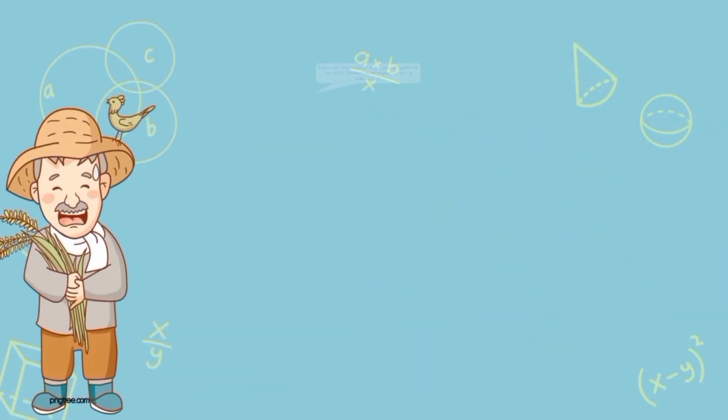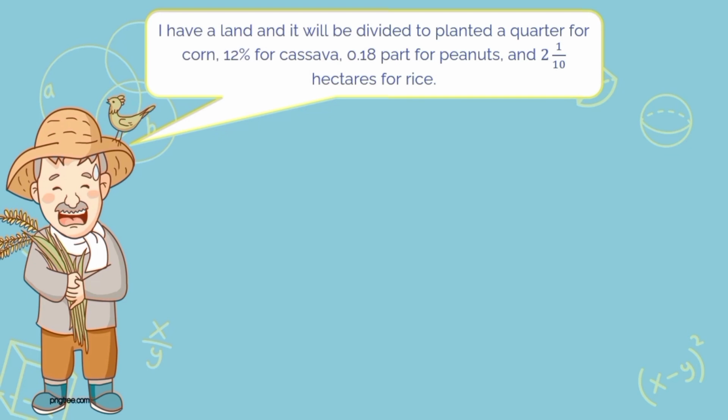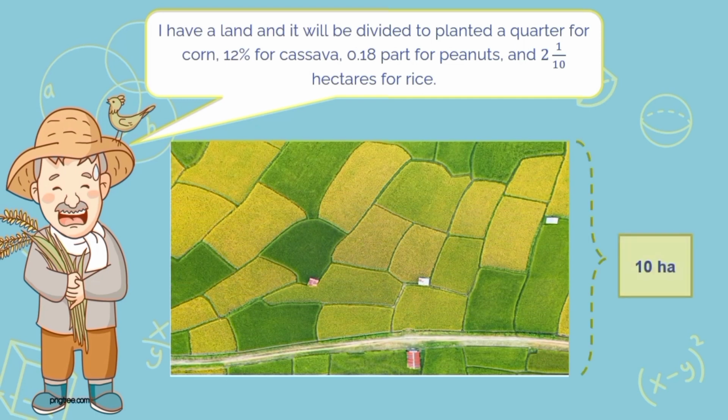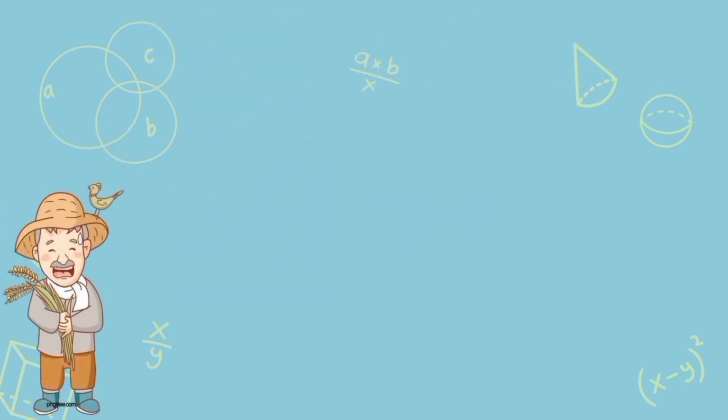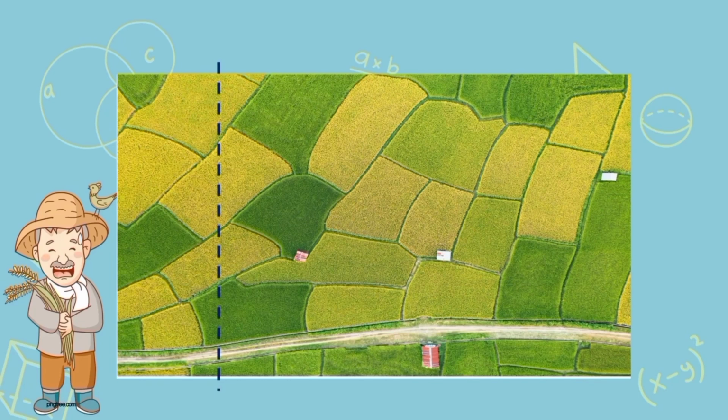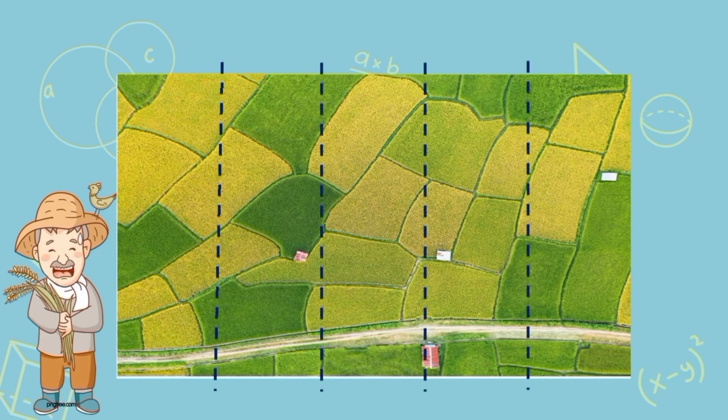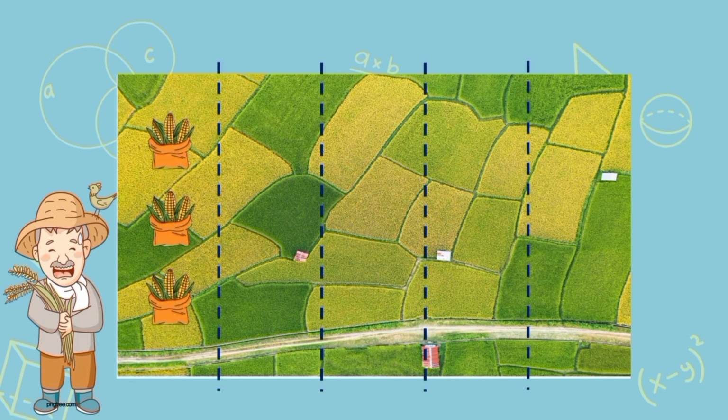Hello, I'm Grandpa. I have a plot of land that will be divided: a quarter for planting corn, 12% for cassava, 0.18 parts for peanuts, and 2 and 1/10 hectares for rice. This is a picture of the land that I have, which covers an area of 10 hectares. Let's try to illustrate. This is the land that belongs to Grandpa. We try to divide it into 5 parts: 1 plot for corn, 1 plot for cassava, 1 plot for peanuts, 1 plot for rice, and 1 plot that might not be used.